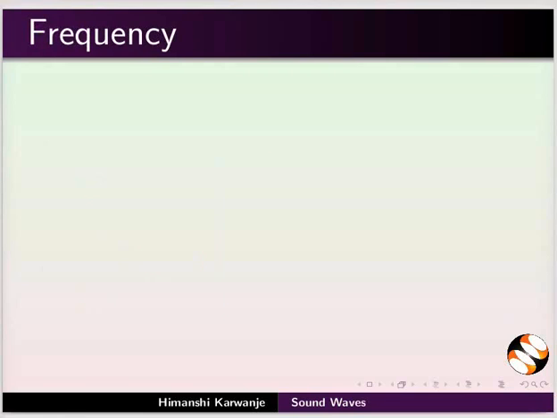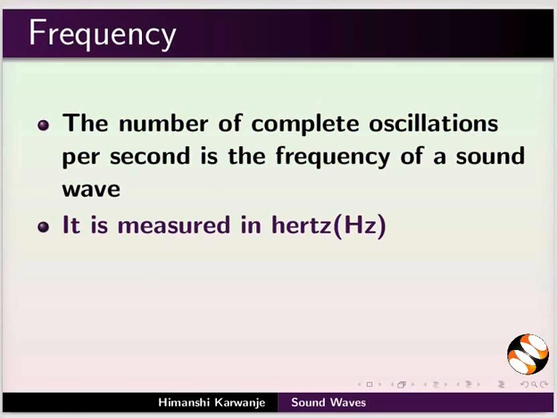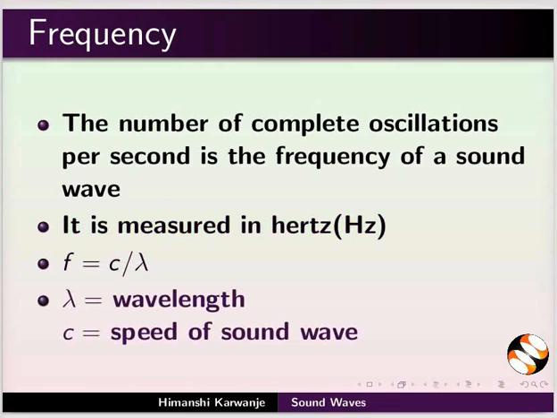Now we will calculate the frequency of the wave. The number of complete oscillations per second is the frequency of a sound wave. It is measured in hertz. Frequency is calculated using the formula f equals c upon lambda. Lambda is wavelength and c is speed of sound wave.